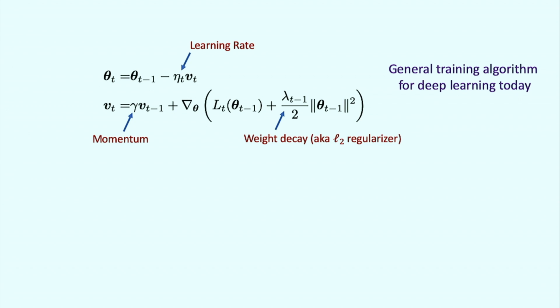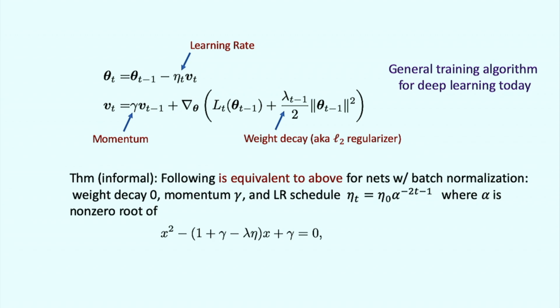And indeed, there is a way to get rid of the weight decay completely and get this exponential learning rate. So the following is equivalent, for the nets with batch normalization. You make the weight decay 0, keep the momentum the same, and use a learning rate schedule which is exponentially growing. So alpha is less than 1. The learning rate at time t is some initial learning rate times this exponential function of the time. And alpha is a non-zero root of this equation. And for the standard values of learning rate, weight decay, and gamma, this has real valued roots, and so this translation to an exponential rate schedule works.